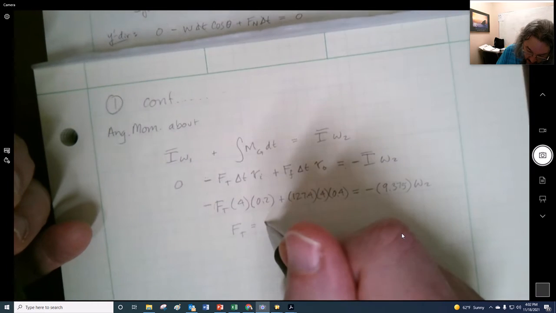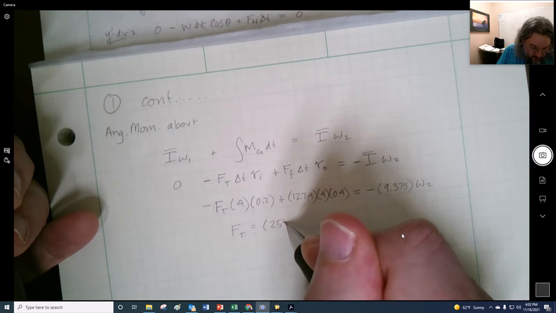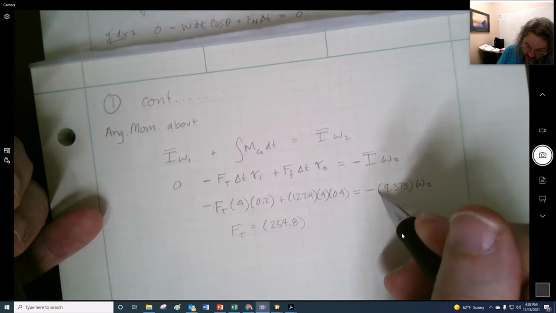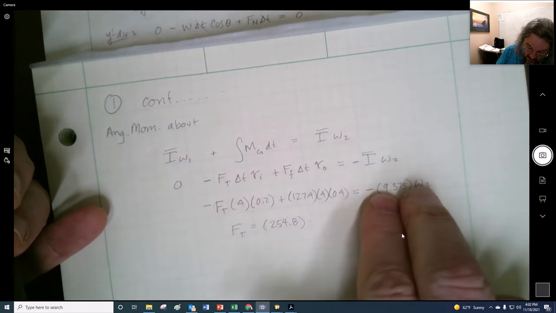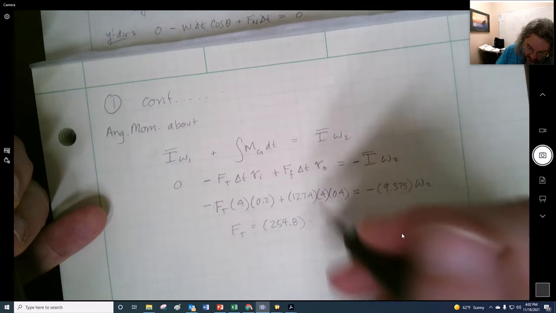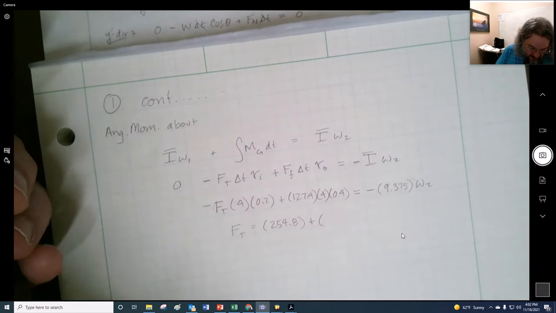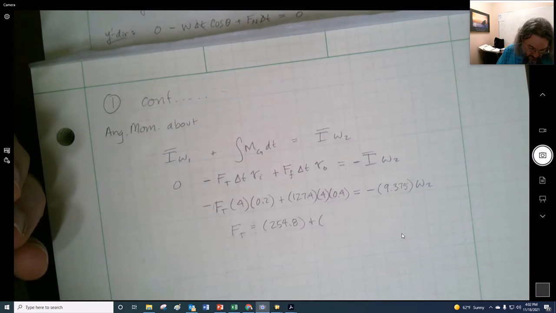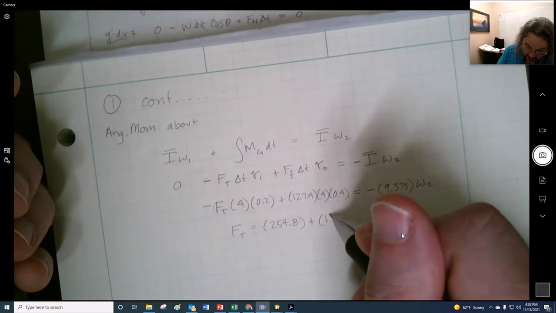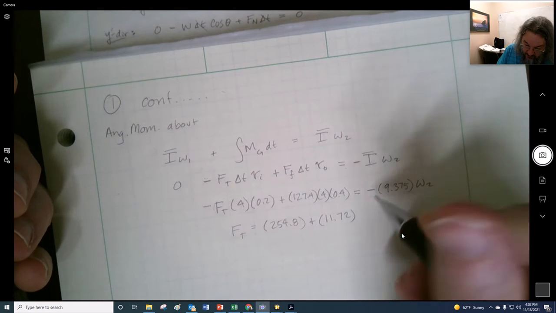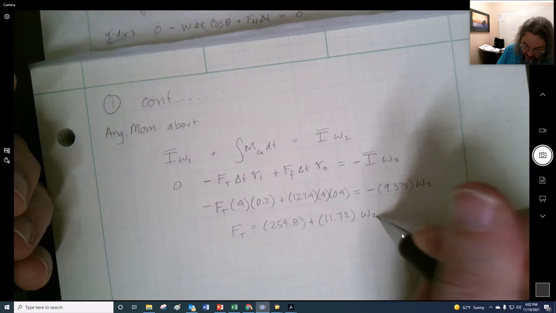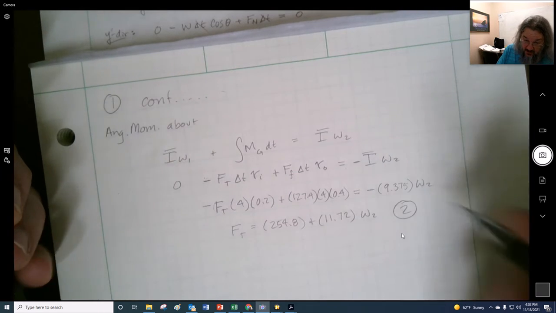And that's going to go, so this will be a positive number, 254.8. And then this is going to come over to this side, and that's going to come over to this side, so it's going to be a positive. And I need to divide 9.375 by 4 and 0.2. Ooh, 9.375. I think I left out the decimal place. 0.2 divide 4 divide. Yes, I did. I'll get 11.72 omega 2. All right, so this is going to be my second equation.